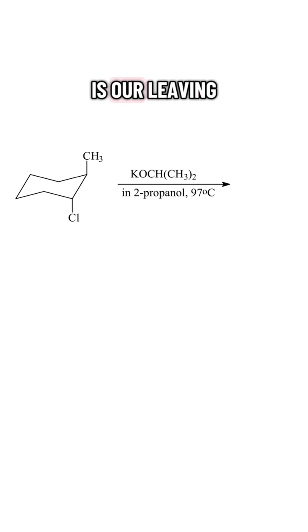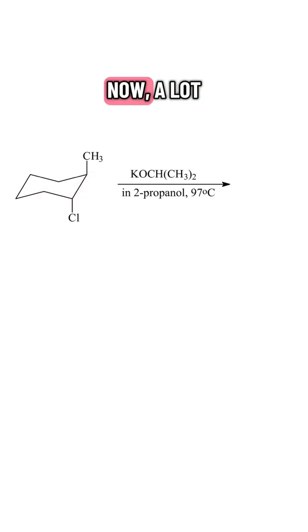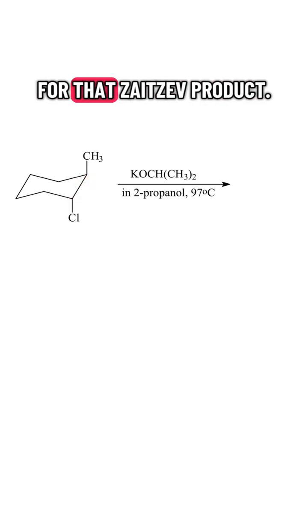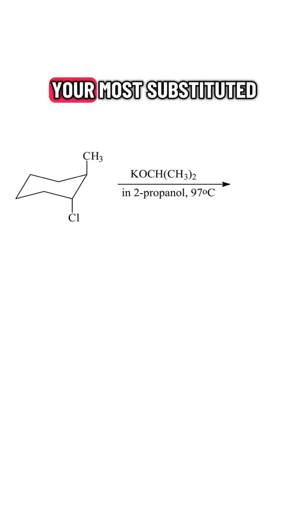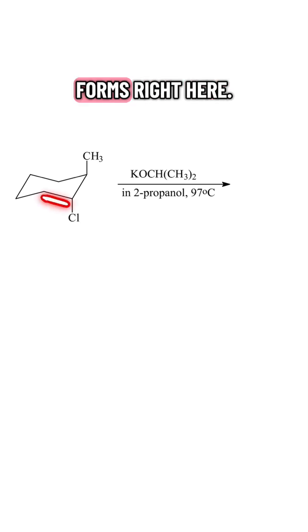We need to figure out what our leaving group is right here. So we're going to form our double bond here or here. Now, this is where a lot of people get messed up. They think the double bond forms here because they're looking for that Zaitsev product, the most substituted double bond. But what actually forms is this. The double bond forms right here.